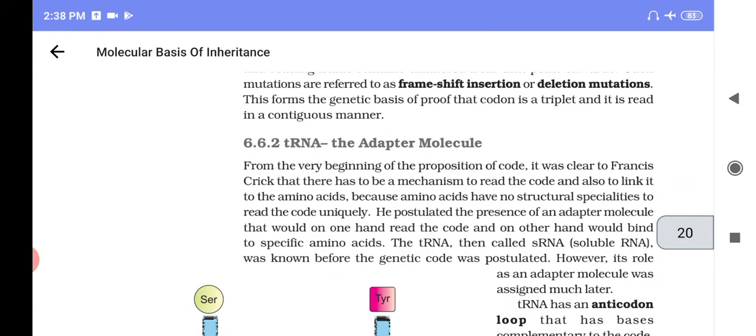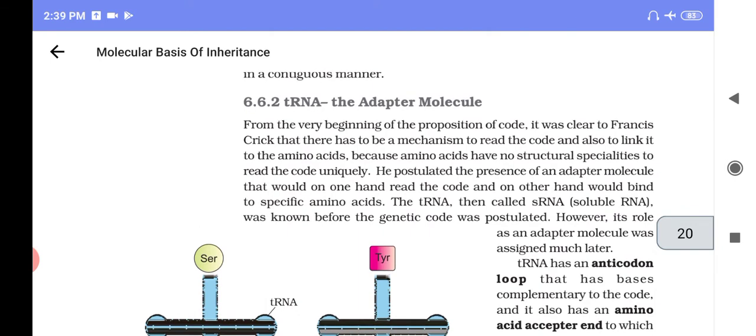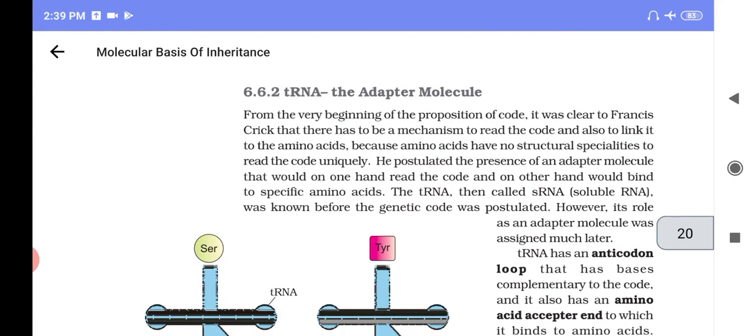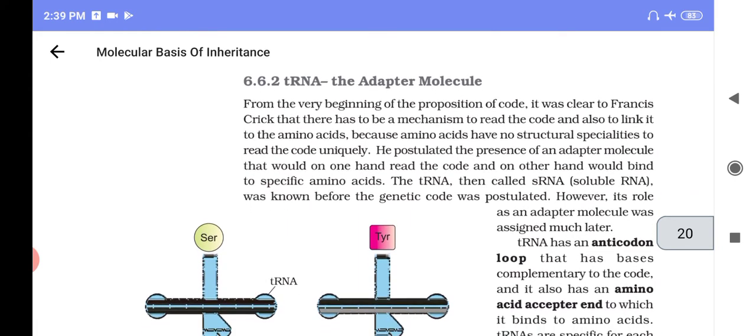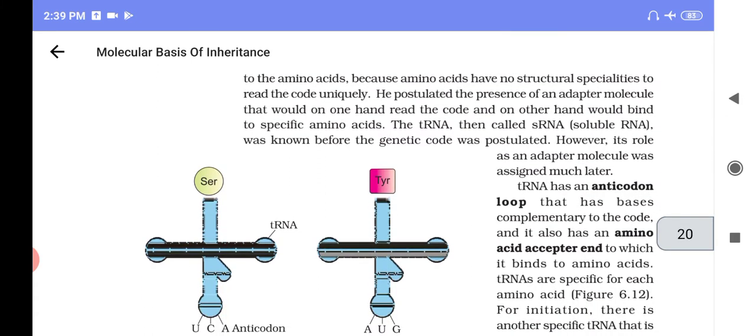From the very beginning of the propositions of the code, it was clear to Francis Crick that there has to be a mechanism to read the code and also to link it to the amino acids, because amino acids have no structural specialties to read the code uniquely. He postulated the presence of an adapter molecule that would, on one hand, read the code and, on the other hand, bind to a specific amino acid.